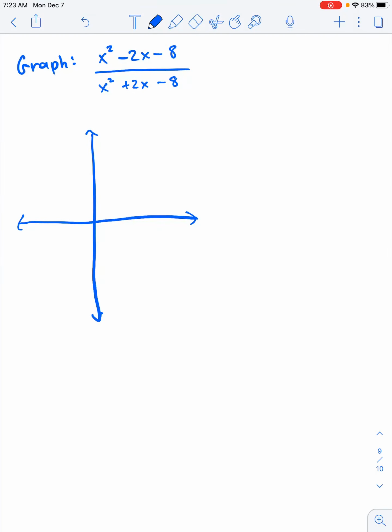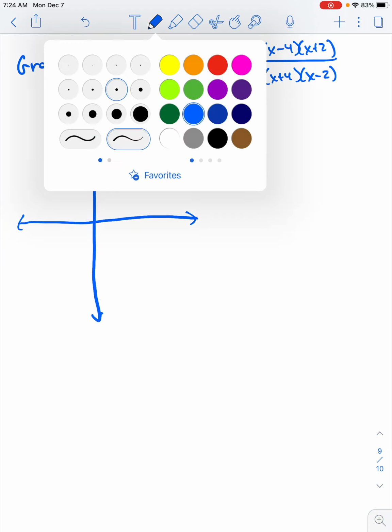Okay, so the first thing I'm going to do when I have a function is see if it factors. So I could factor the top into x minus 4 times x plus 2, and the bottom into x plus 4 times x minus 2. And then I want to look for my vertical asymptotes.